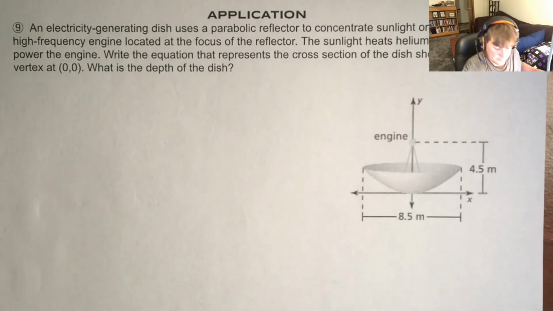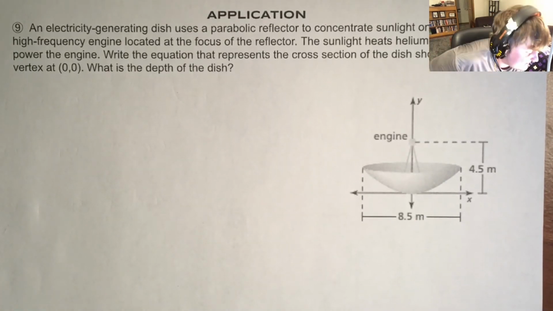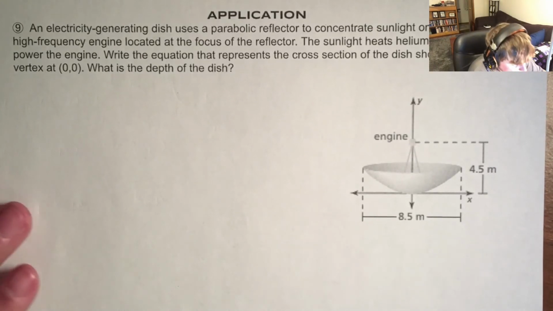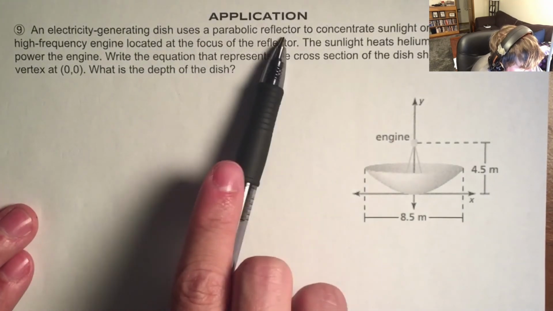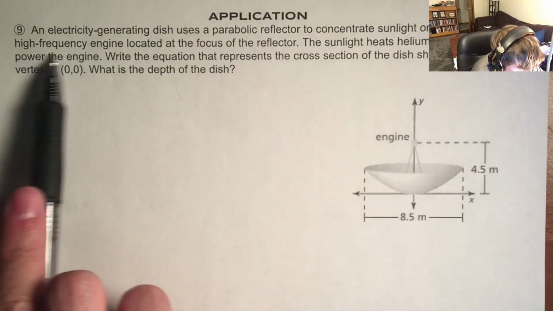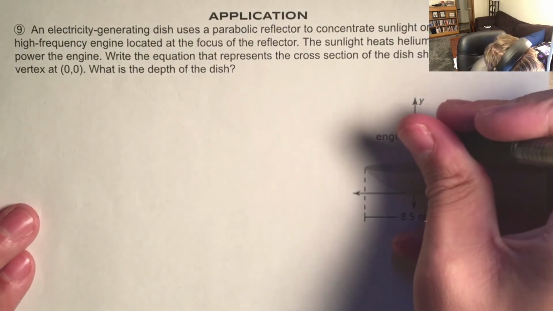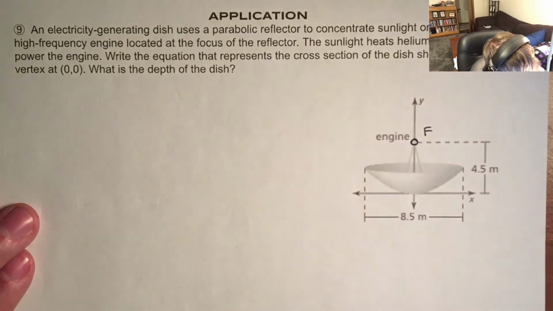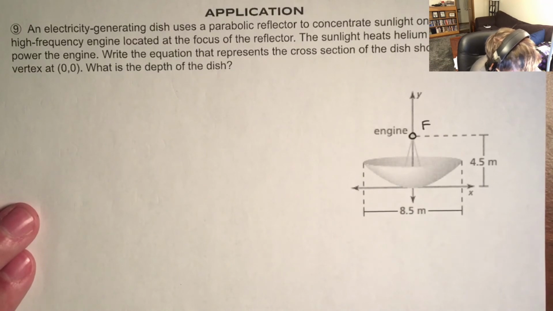Okay, so where are we going to see this? We can see this in certain satellite dishes. An electricity generating dish uses a parabolic reflector to concentrate its sunlight onto a high frequency engine located at the focus of the reflector right here. So that means this engine here is my focus. The sunlight heats the helium to 690 degrees Celsius to power the engine. Write an equation that represents the cross section of the dish shown with its vertex at 0, 0.